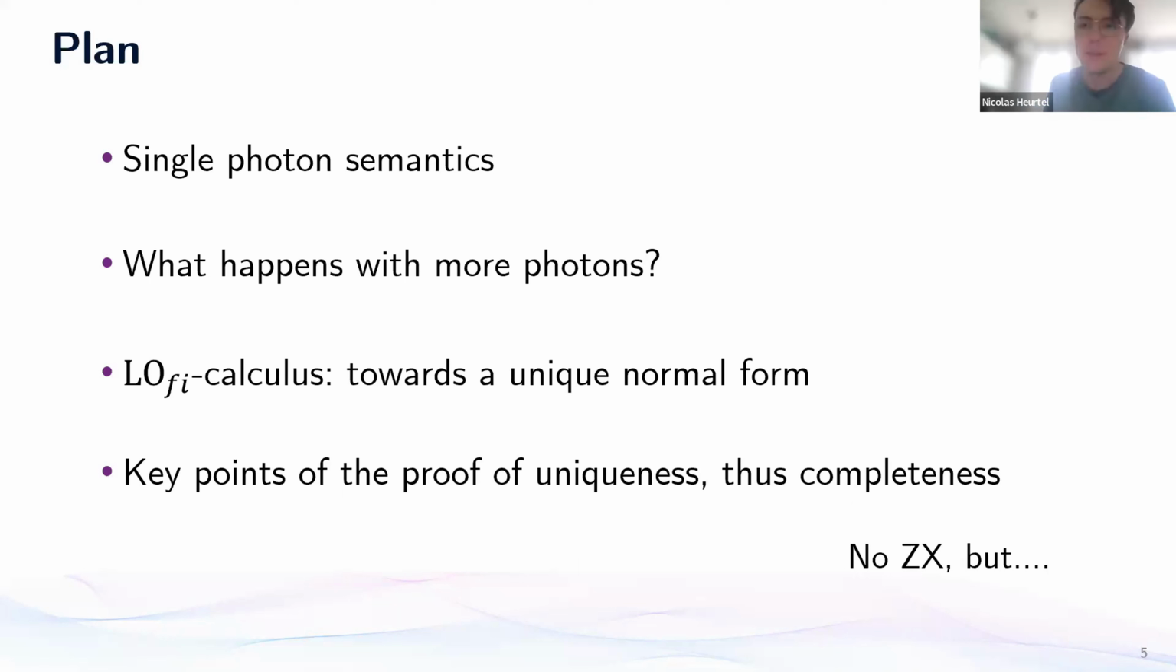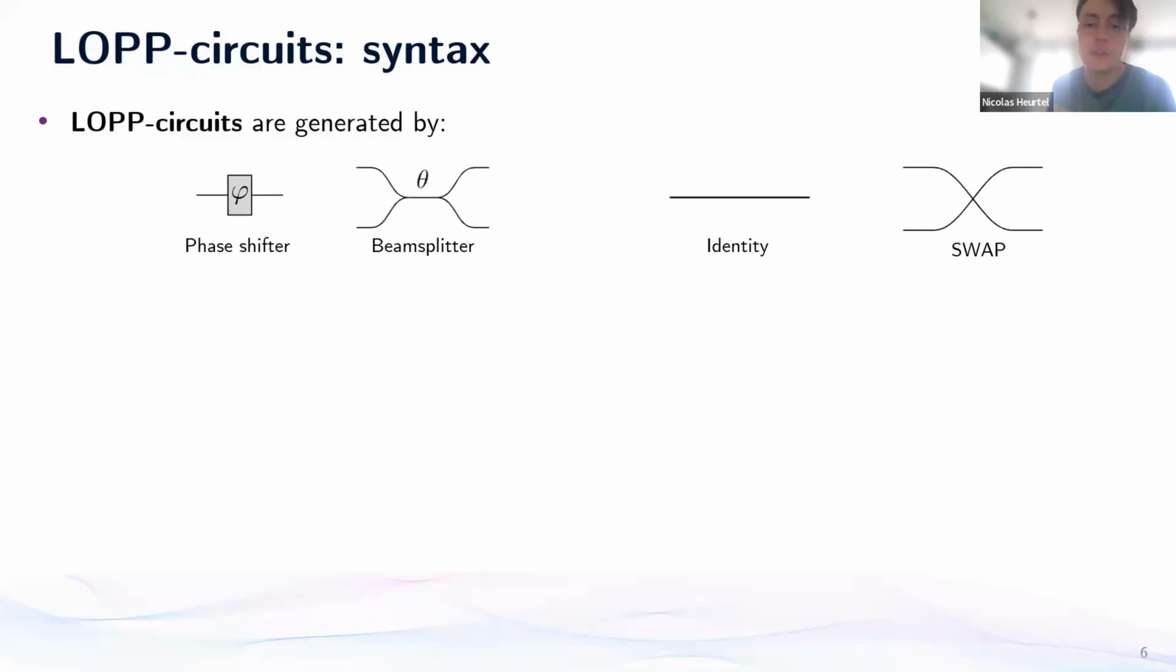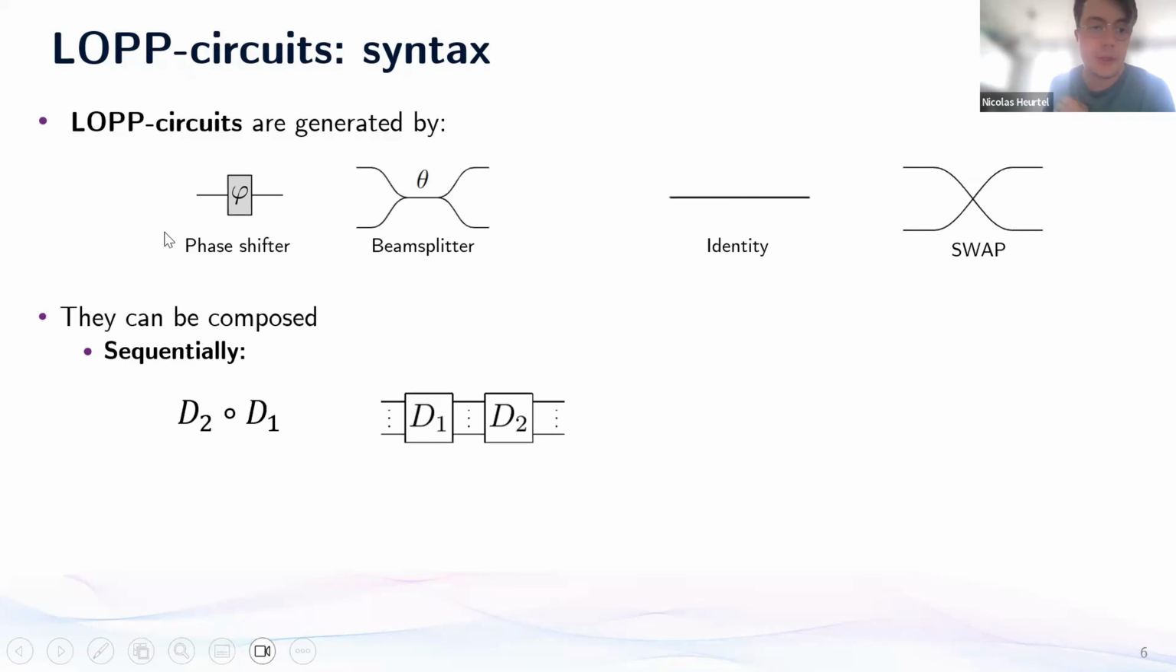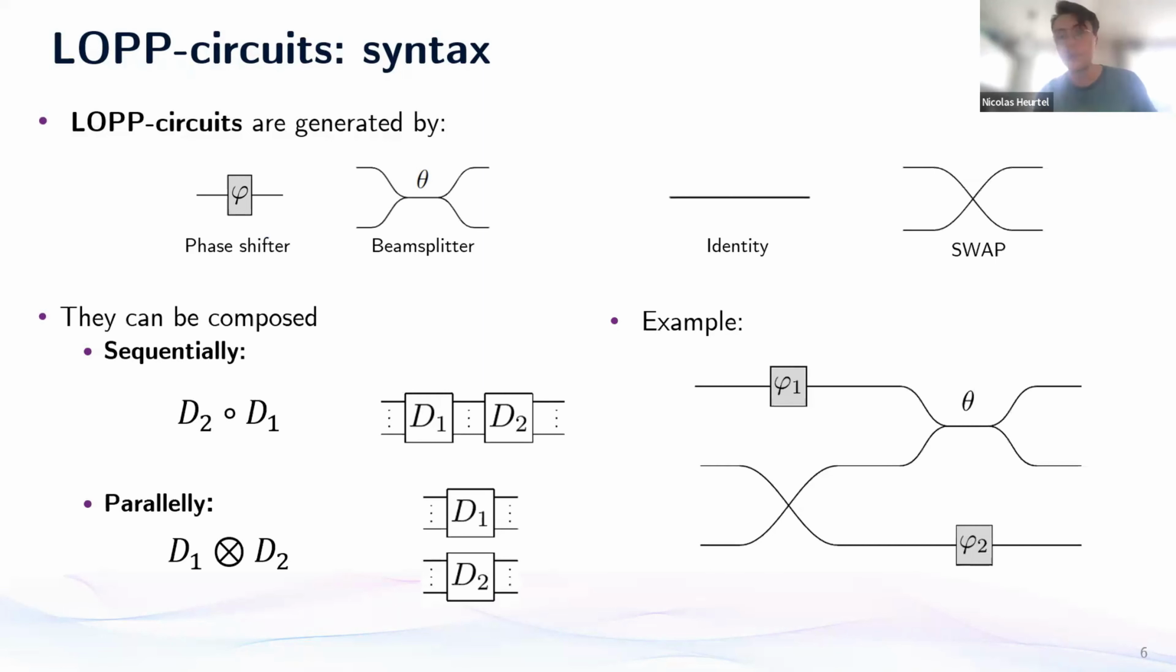Without further ado, let's talk about LO circuits. LO circuits are generated by those components. LO stands for linear optical, and polarization-preserving, because we are not talking about polarization here. Those circuits, as in any other graphical language, can be composed sequentially and also in parallel. And one example of such a circuit can be that one.